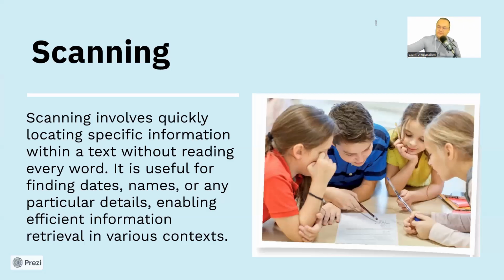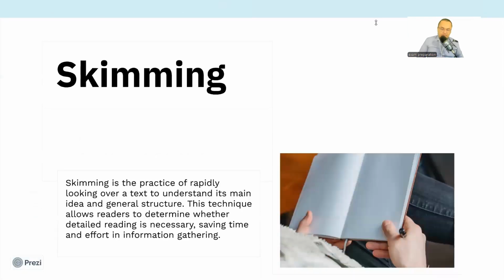So, let me just try to do something here. Just imagine that I have a letter. Let's think about this as a letter. And I just need to find the name of the person or the date of this meeting. I just need to find the date. So I don't need to read the whole letter. I need to read quickly, only to find out the date of my meeting. Nothing else. That is called scanning. Then we have skimming.